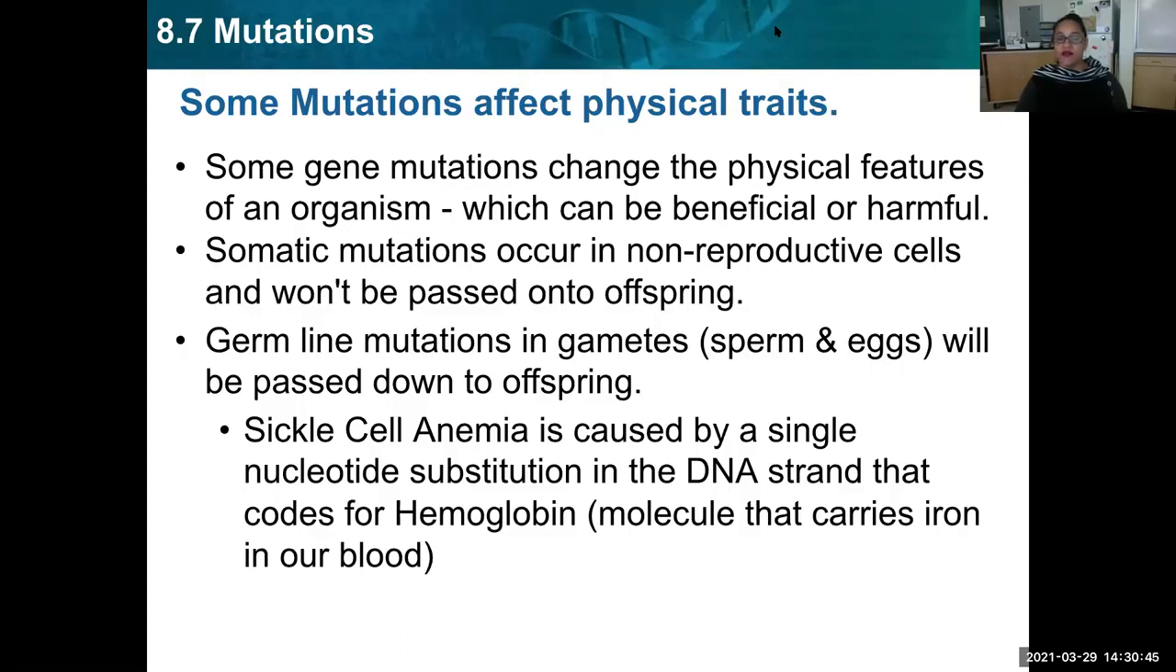Sickle cell anemia is caused by a single nucleotide substitution in the DNA strand that codes for hemoglobin. Hemoglobin is the molecule that carries iron in our blood. Iron is very important for our blood to circulate oxygen in our bodies, so we actually need that to be healthy. But just one tiny little base pair change, one substitution, and a person has sickle cell anemia. Their red blood cells form a sickle shape instead of a circle like they should be, and they don't carry oxygen as well as it should.